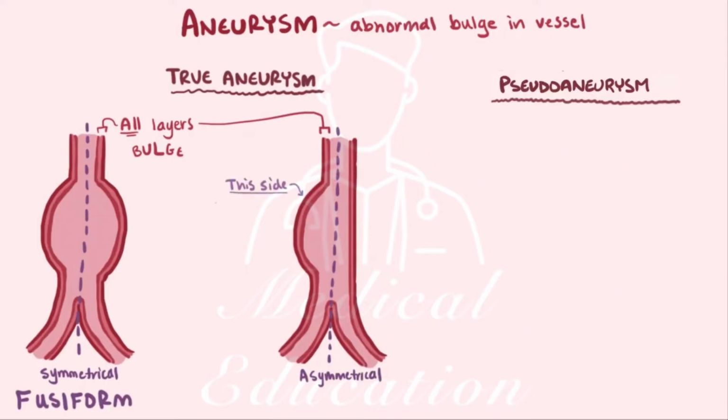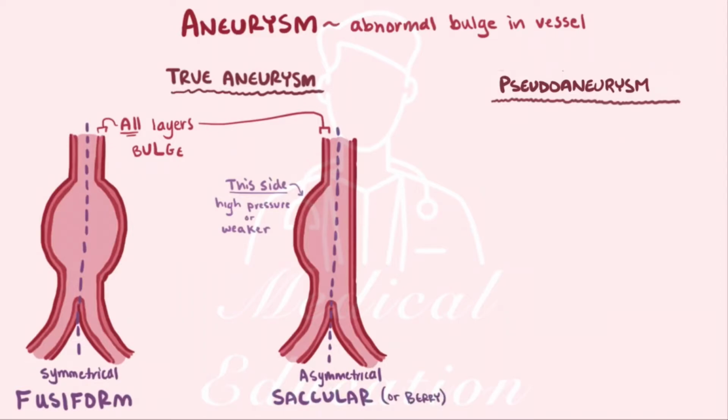This asymmetrical shape usually happens because, for some reason, one side of the blood vessel wall has had to put up with higher blood pressures than the rest of the vessel wall, or because the wall was weaker on one side to begin with. Asymmetrical true aneurysms can be called either saccular or berry aneurysms.